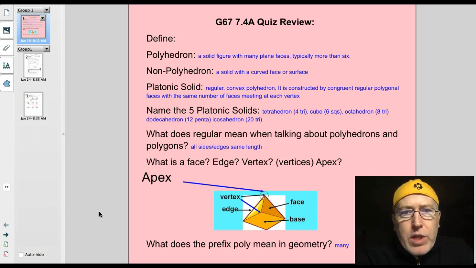First of all, do you remember what the difference between polyhedron and non-polyhedron is? Non-polyhedrons are going to have some sort of a curved face or a curved surface.